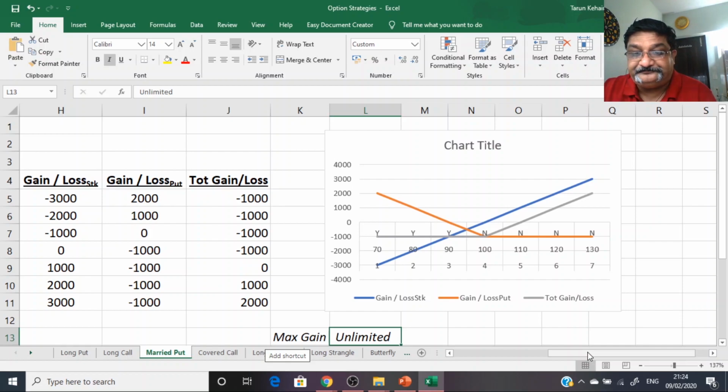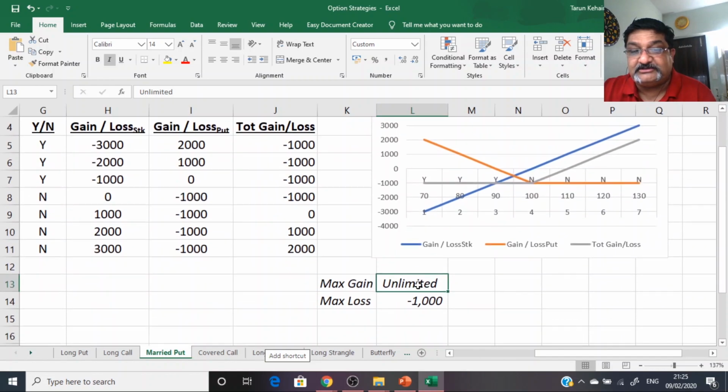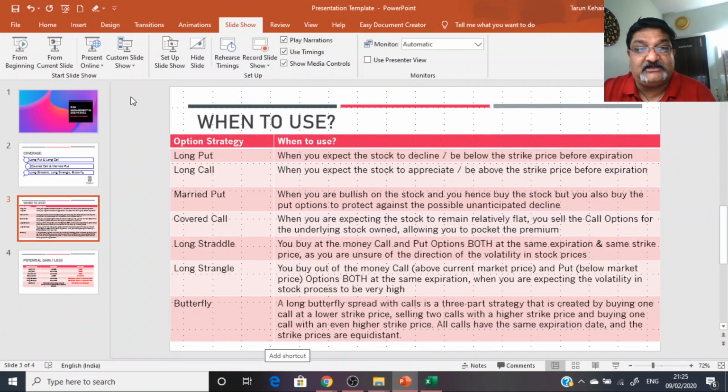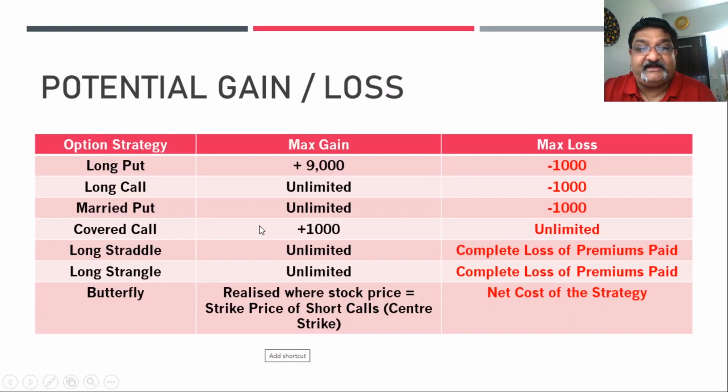Do you know why? The maximum gain on the stock is unlimited because from the stock perspective, there is no limit to which the stock price can rise. So there is unlimited possible gain on the stock, whereas the losses are capped at $1,000, which is your option premium, which is what is summarized on this slide also. Now look at the married put. The gains are unlimited, right? But the losses are capped at $1,000.